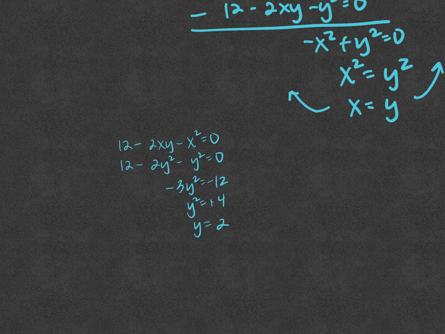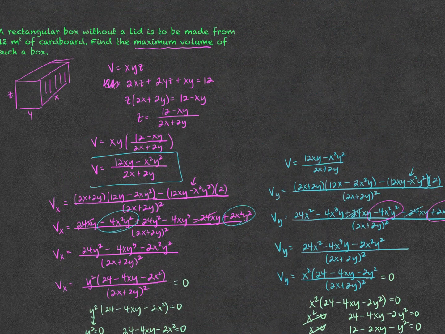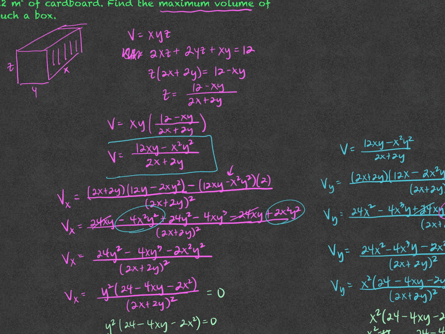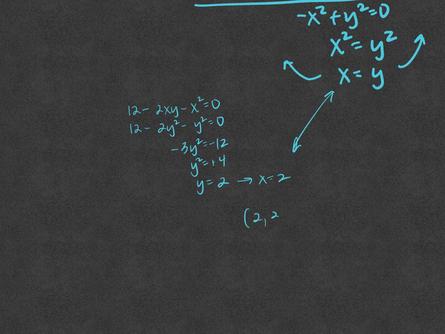But remember, you can't have a negative value. So y equals 2, which tells us that x equals 2, based on up here, x has to equal y. Since x equals y, then we can go back up to the top of the problem and find z. So x and y both equal 2. So we're going to say 12 minus 2 times 2 is 4, over 4 plus 4, which is 8. So 8 over 8 is 1. So our z value is 1. So our critical point is the point (2, 2, 1).